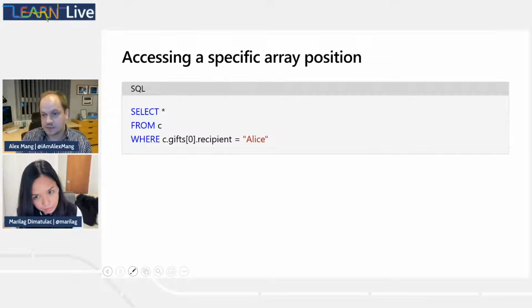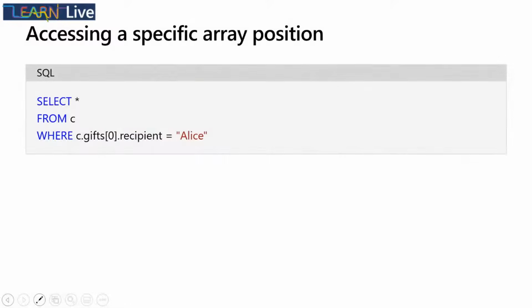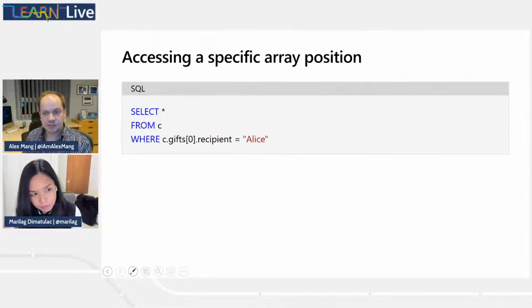But here's the deal. The query would actually find all the shopping lists that have a recipient named, in this case, Alice, where this is the first position within the gifts array. And even though the query is very simple to understand and is inexpensive to run, filtering based on a specific array element isn't enough for many scenarios, for most scenarios, really.